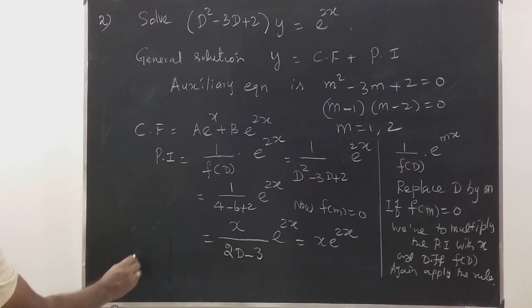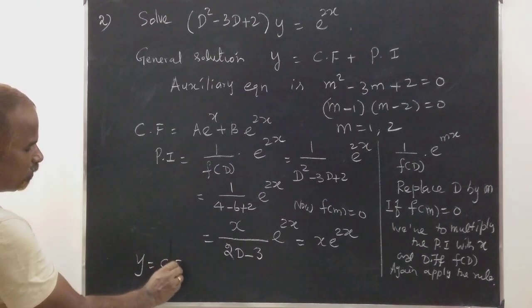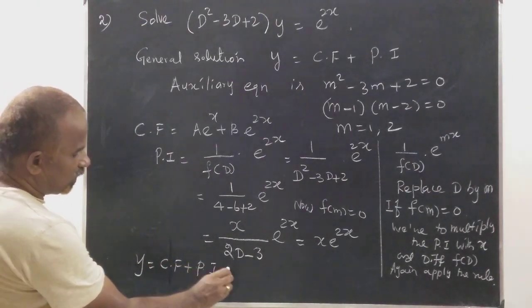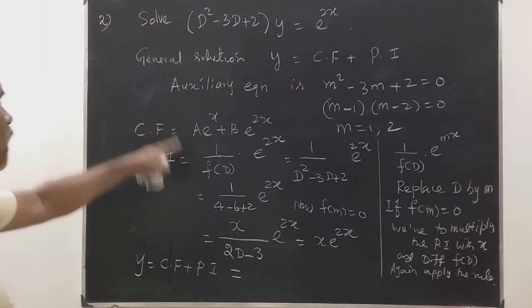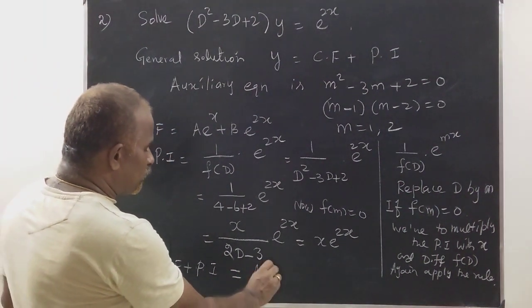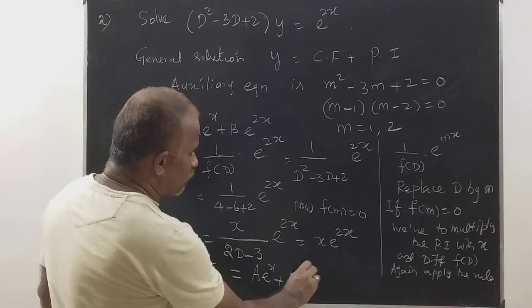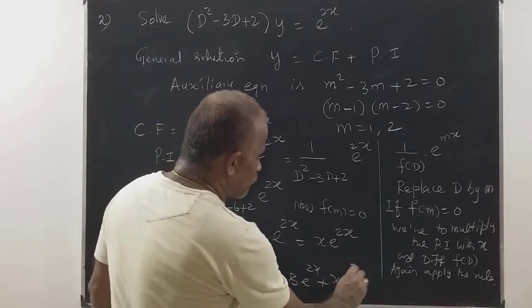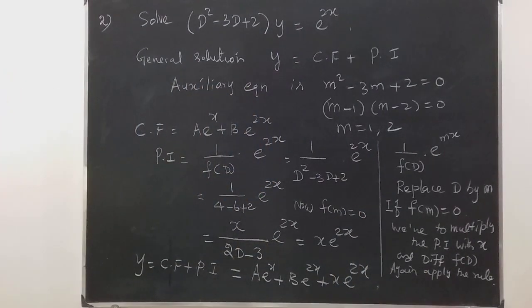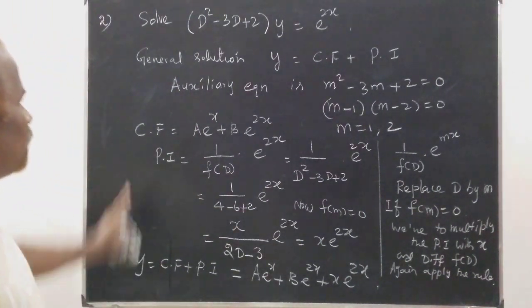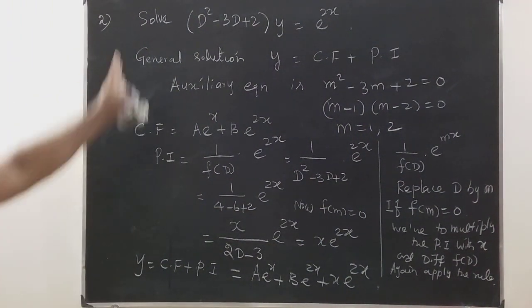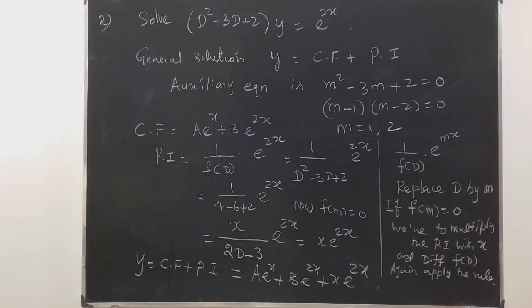So therefore the general solution y is equal to the complementary function plus the particular integral. The complementary function is A into e power x plus B into e power 2x, plus x into e power 2x. So this is the solution of the given differential equation. Clear?